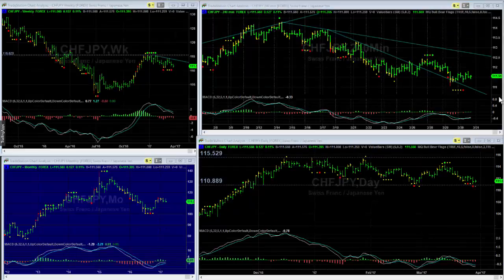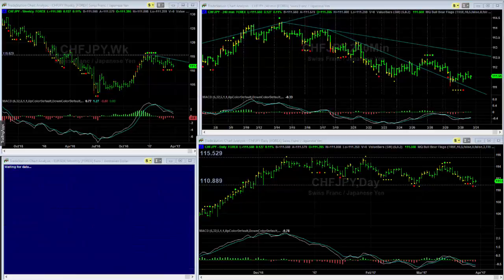With the Swissy yen, you can see we still have this previous resistance or support right here at 110.889 that we're going to keep an eye on the daily.